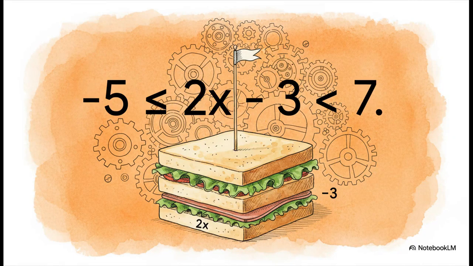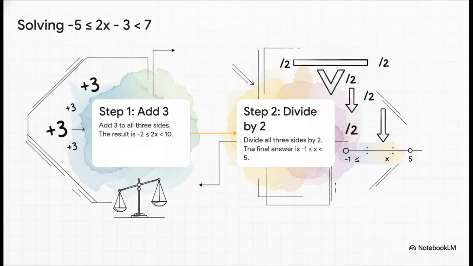Okay, you ready to level up a little? Let's try a 2-step sandwich. Now, this one looks a bit more intimidating, but don't worry, the rule is exactly the same. We're solving for -5 ≤ 2x - 3 < 7. Yeah, this one takes 2 steps, but the logic doesn't change. We always work from the outside in.